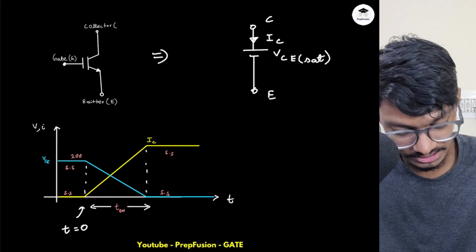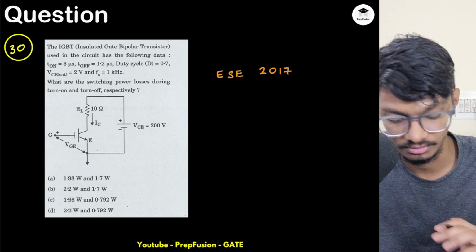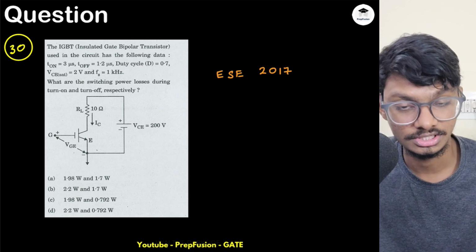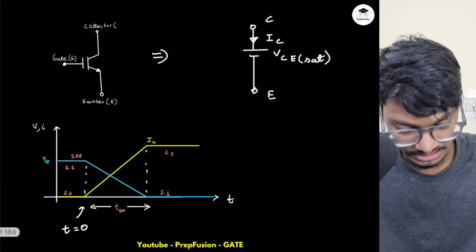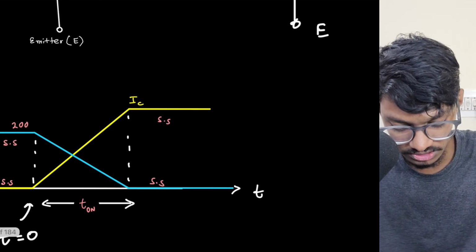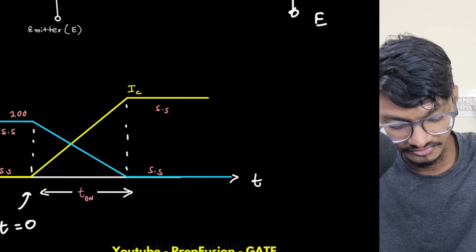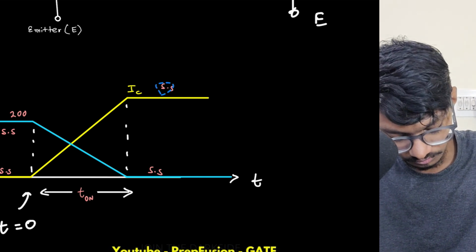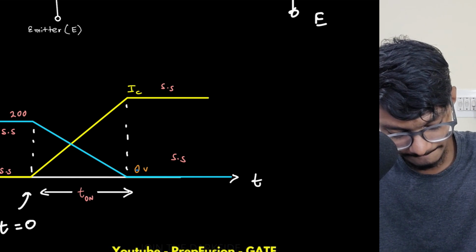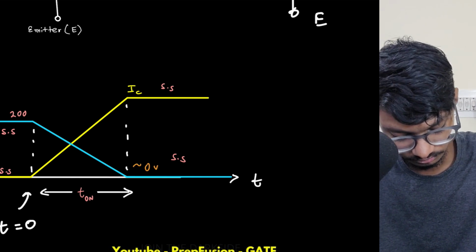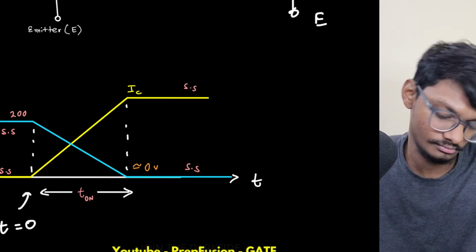And what will happen when the BJT is fully turned on? When the BJT is fully turned on, this will reach VCE SAT and stop. The collector to emitter voltage cannot decrease to less than 2 volts, right? As 200 is very high, we'll assume it almost goes to 0 volts for our simplification, because from 200 to 2 it will be a bit difficult for us to compute. That is what we'll assume.